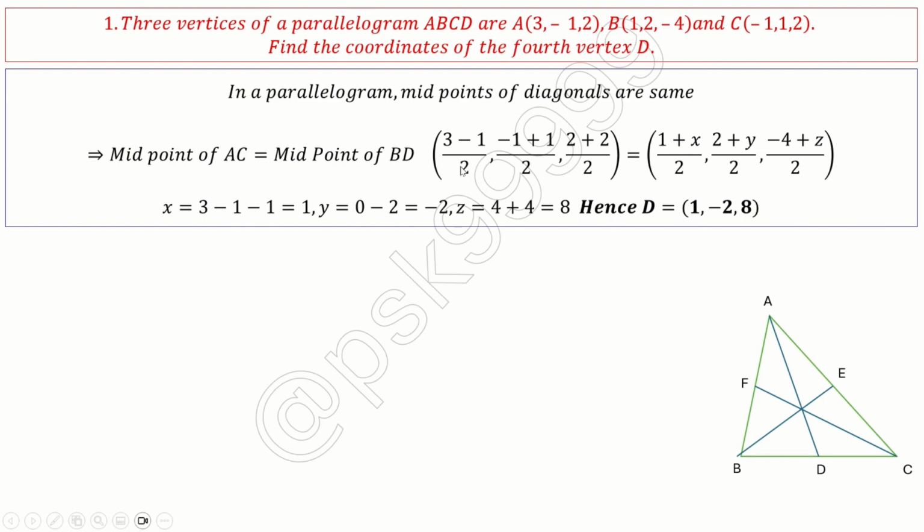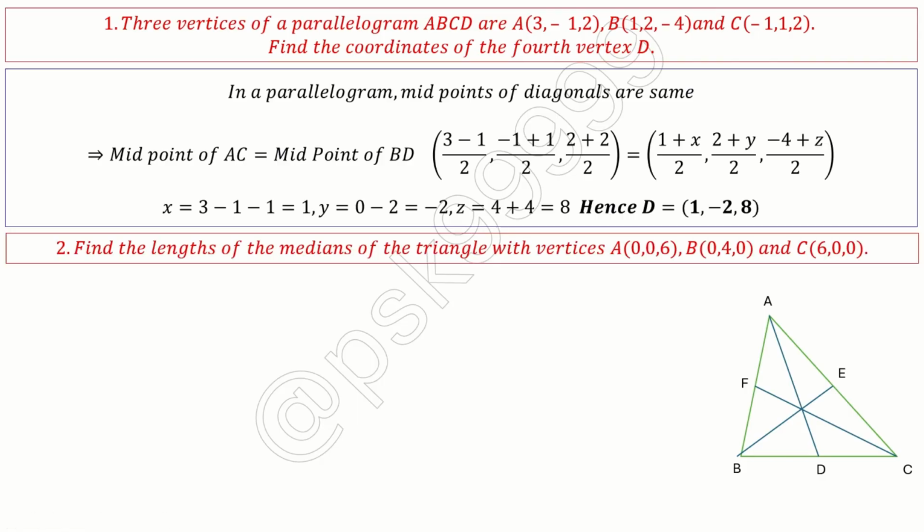So (3 minus 1) by 2 is 1. 1 is equal to (1 plus x) by 2, which means x is equal to 1. And then y is equal to minus 2, z is equal to 8. So my D coordinates are (1, minus 2, 8).